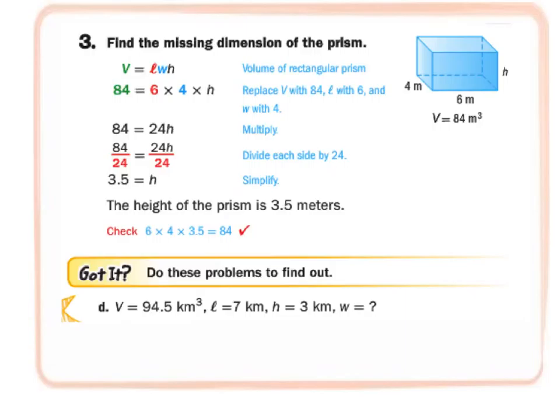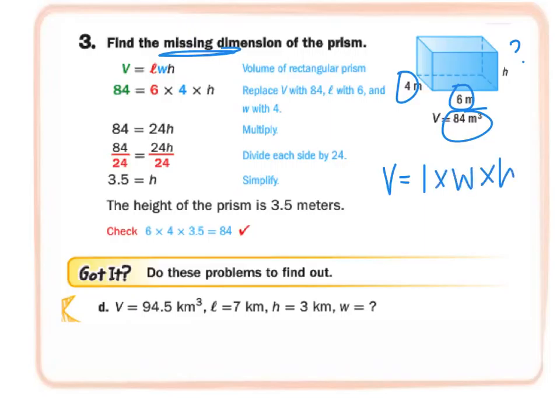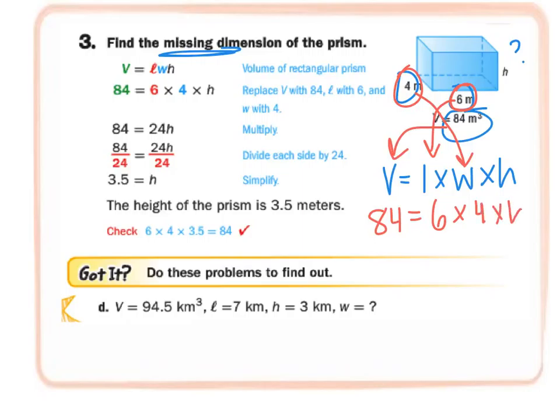Our last example, it says find the missing dimension. Okay, so what they give us is the length and the width, but they don't give us the height, and they do give us the volume. So if I have my formula, volume equals length times width times height, I'm going to use that to help me plug in my numbers. So my volume's 84, my length is 6, my width is 4, and my height is unknown, right? They didn't give us that part.